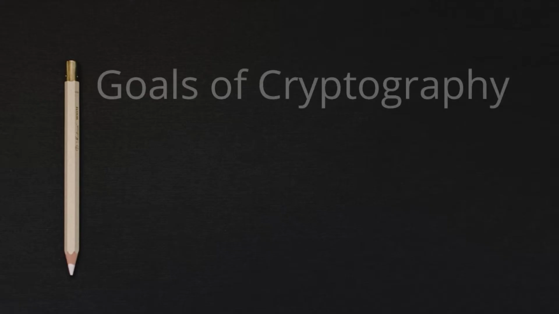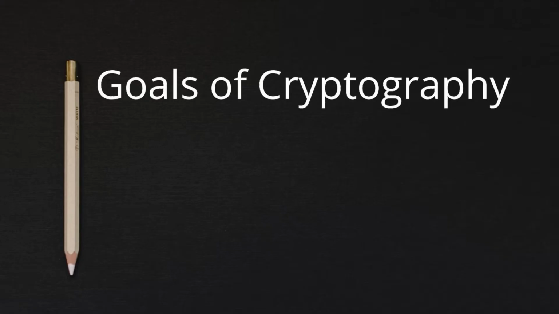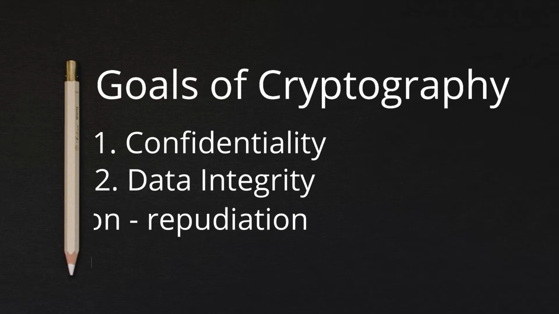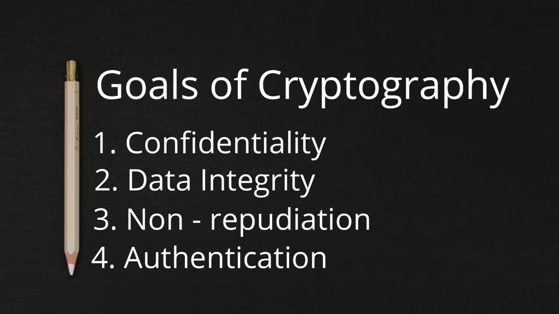Cryptography is concerned with mainly four objectives. They are confidentiality, data integrity, non-repudiation, and authentication. In confidentiality, the information cannot be understood by anyone for whom it was unintended.